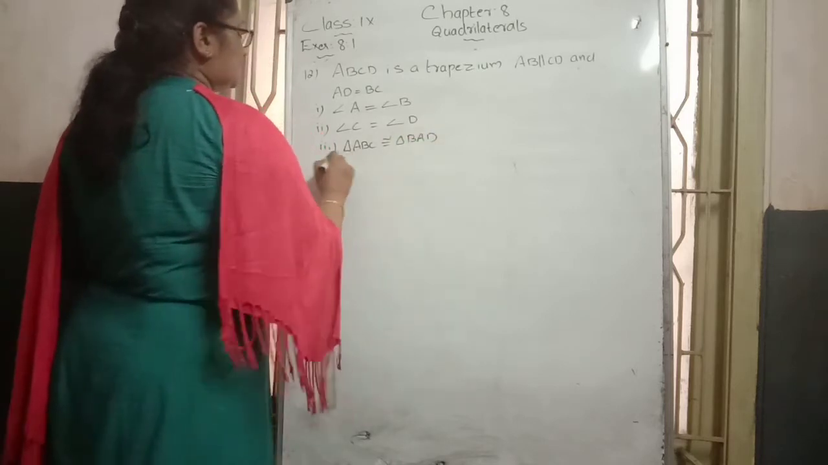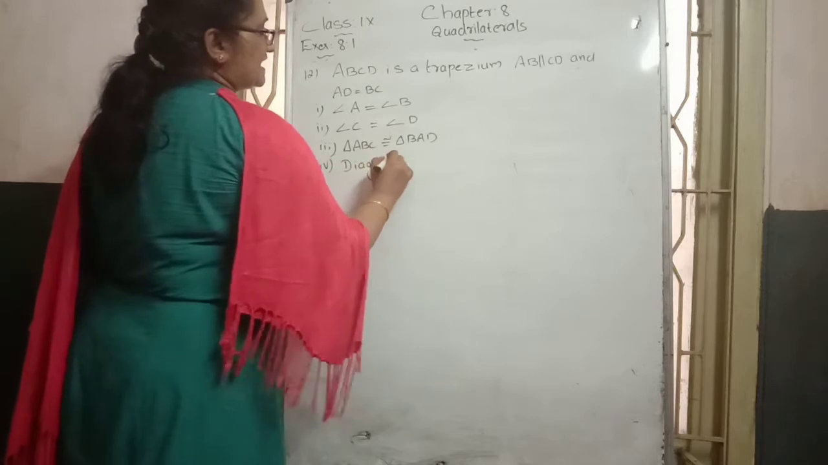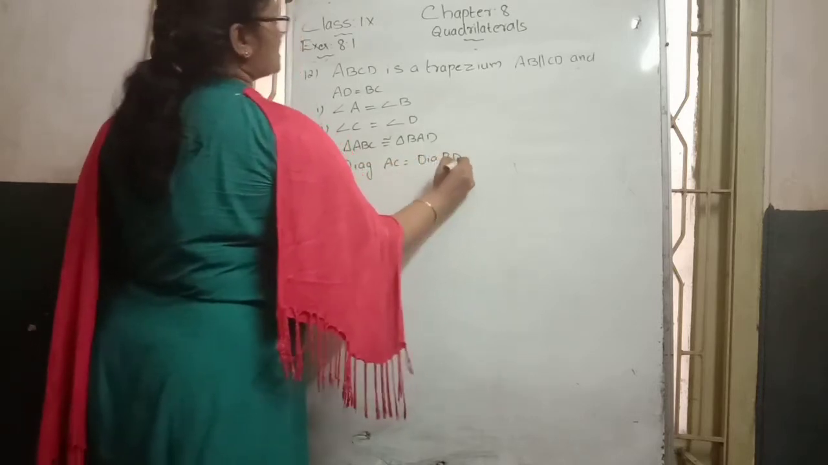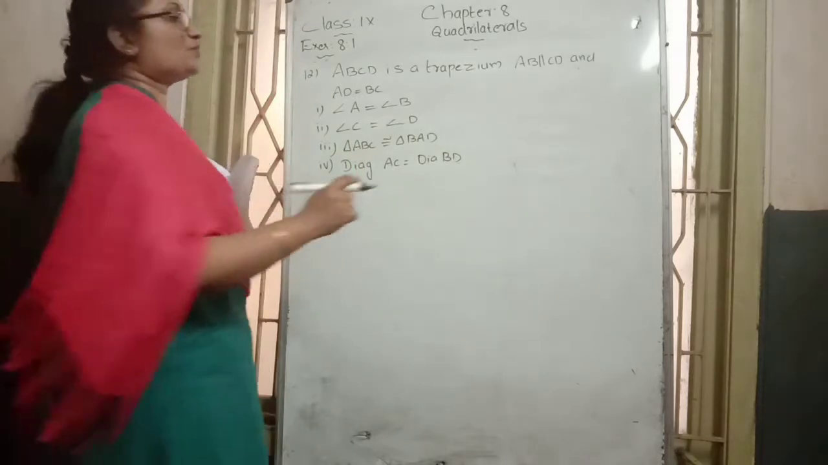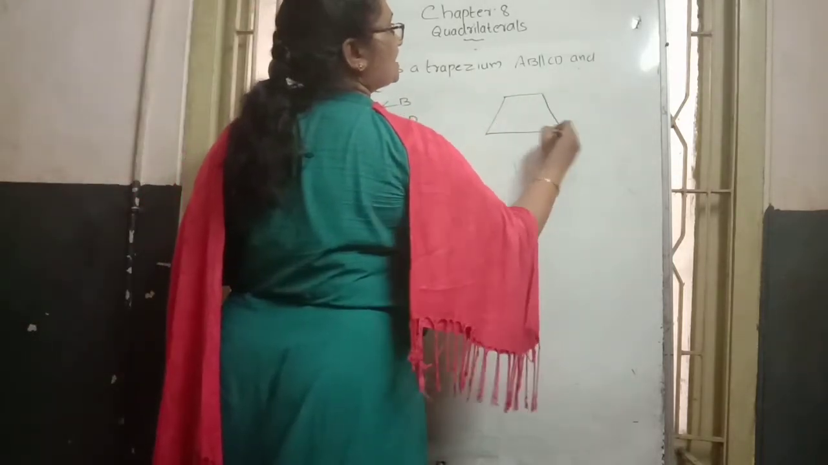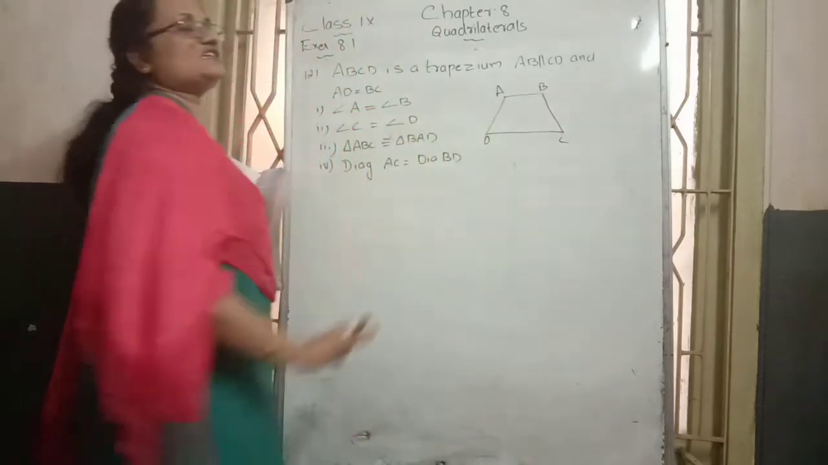Fourth case, they ask you to prove a diagonal, diagonal AC is equal to diagonal BD. In this way, they ask you to prove four cases. One diagram is also given, a trapezium shape diagram, A, B, C, D.